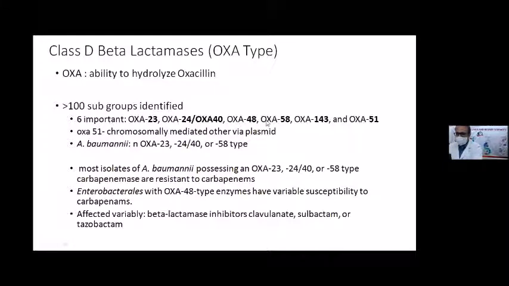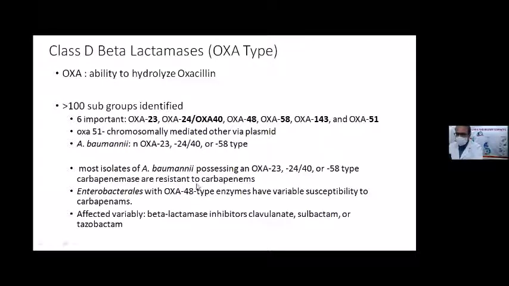That means 23, 24, 40, 48, and 58 are all plasmid encoded, and hence they have the potential to spread very fast. And of these, OXA-23, 24, 40, and 58 are predominantly produced by Acinetobacter. However, OXA-48, which is a problem in our setup, is produced by the Enterobacteriaceae family. So Acinetobacter does not produce OXA-48.